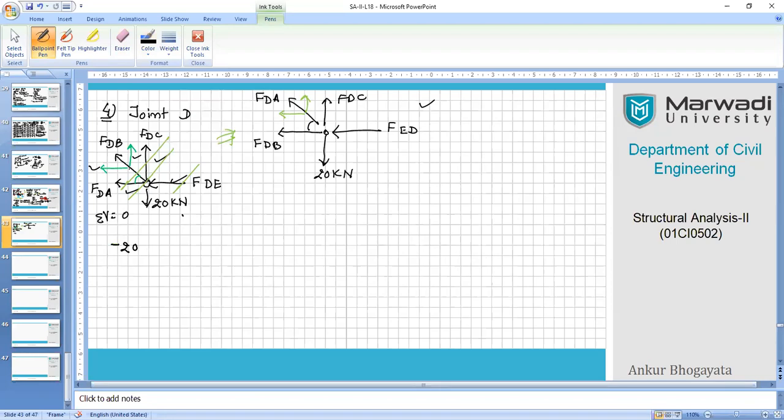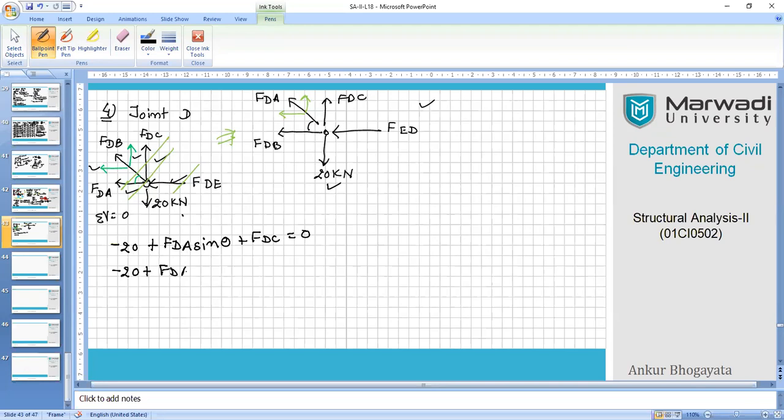So that is negative 20. Now what else do we have? F dA sine theta, right? And plus we have F dC equals 0. Both are positive upward, this is downward, so that is fine now. But we don't have the dA value, so we will keep continuing writing it.